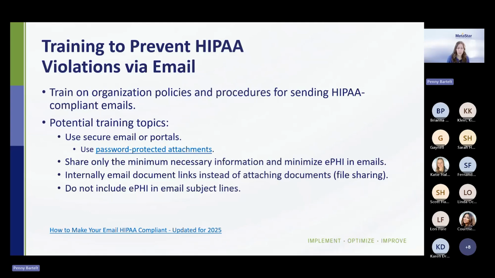Do not include ePHI in the email subject line. So do not say John Doe 5/12/2020 or whatever records, right in the email subject line. We do not want to see it there.